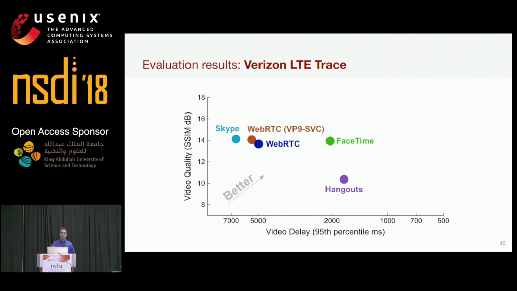with and without scalable video codecs. And here you can see video quality versus video delay. The x-axis is video quality. It's flipped, so better is up and to the right.